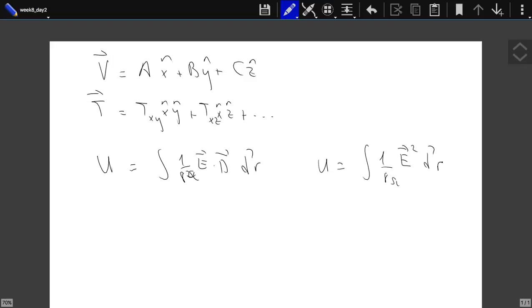The right-hand side is the work that you have to do to bring all the charges into their final configuration, the bound ones and the free ones. That's the right-hand side. The left-hand side is the work that I need to do to bring these additional charges that create this D field. Okay, so that is the main distinction between these two expressions.